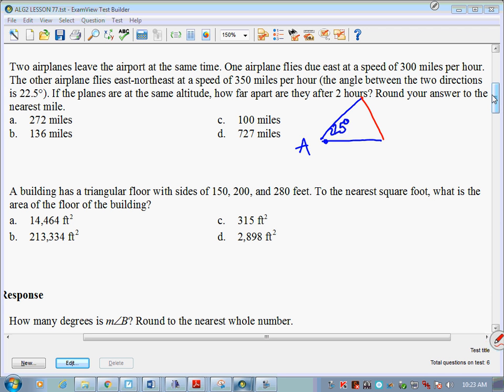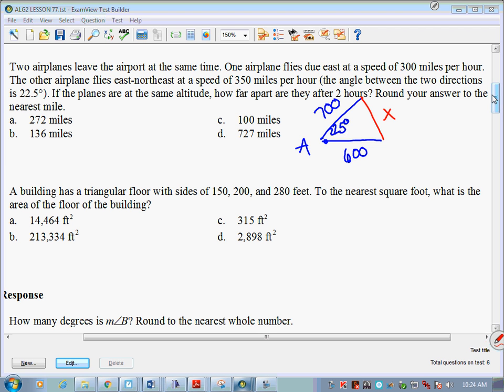But the other information that we need is we need to know how far they've traveled in that time. The first plane was flying at 300 miles per hour. How far could he go in 2 hours? 600 miles, and that's this guy right here, correct? All right, the other guy was going 350 miles per hour for 2 hours. How far did he get? 700. All right, so what we are looking for is this distance right here.